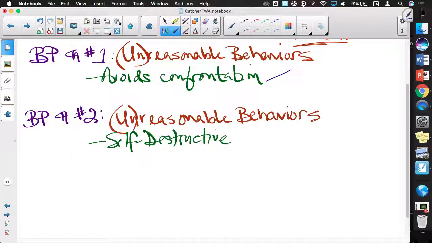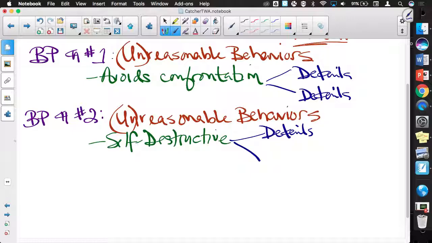Then, this is when you would give yourself the option of details. So you could get specific examples of what would be some self-destructive behavior and what would be some things that he does to avoid confrontation.